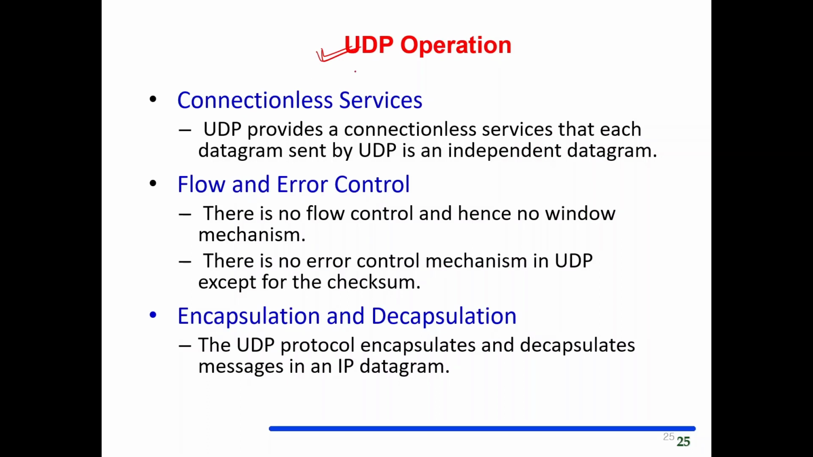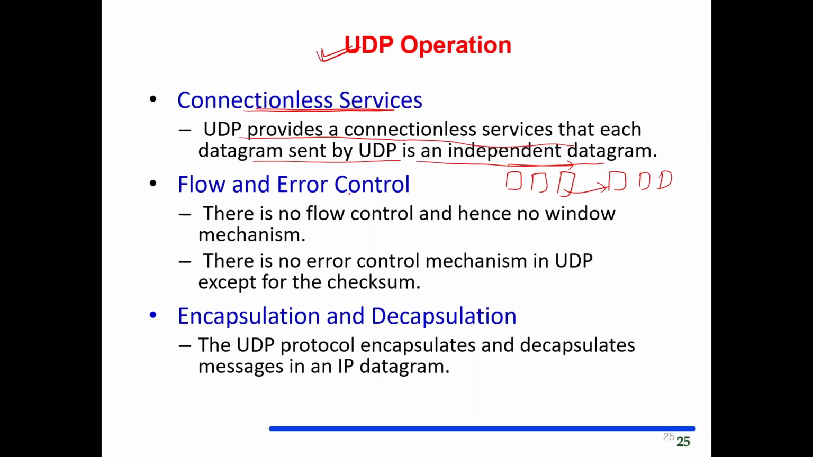As we have seen, UDP is a connectionless service. It doesn't have any connection, that means there are no handshaking signals. UDP will provide a connectionless service, where each datagram is sent by UDP as an independent datagram. So there is no particular sequence. For example, this is the order of the sequence at the source, and the destination may receive the packets out of sequence. This is because it is a connectionless service.